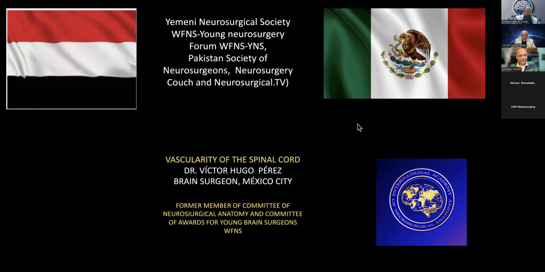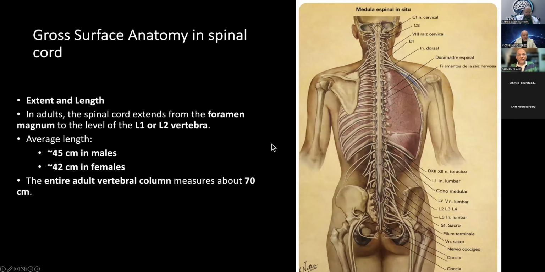I'm going to talk about the gross anatomy of the spinal cord and also the vascularity. I'm going to talk first of all about some really basic aspects of anatomy, but I think this is not for expert brain surgeons, but for beginners and also for residents, this information is really good.